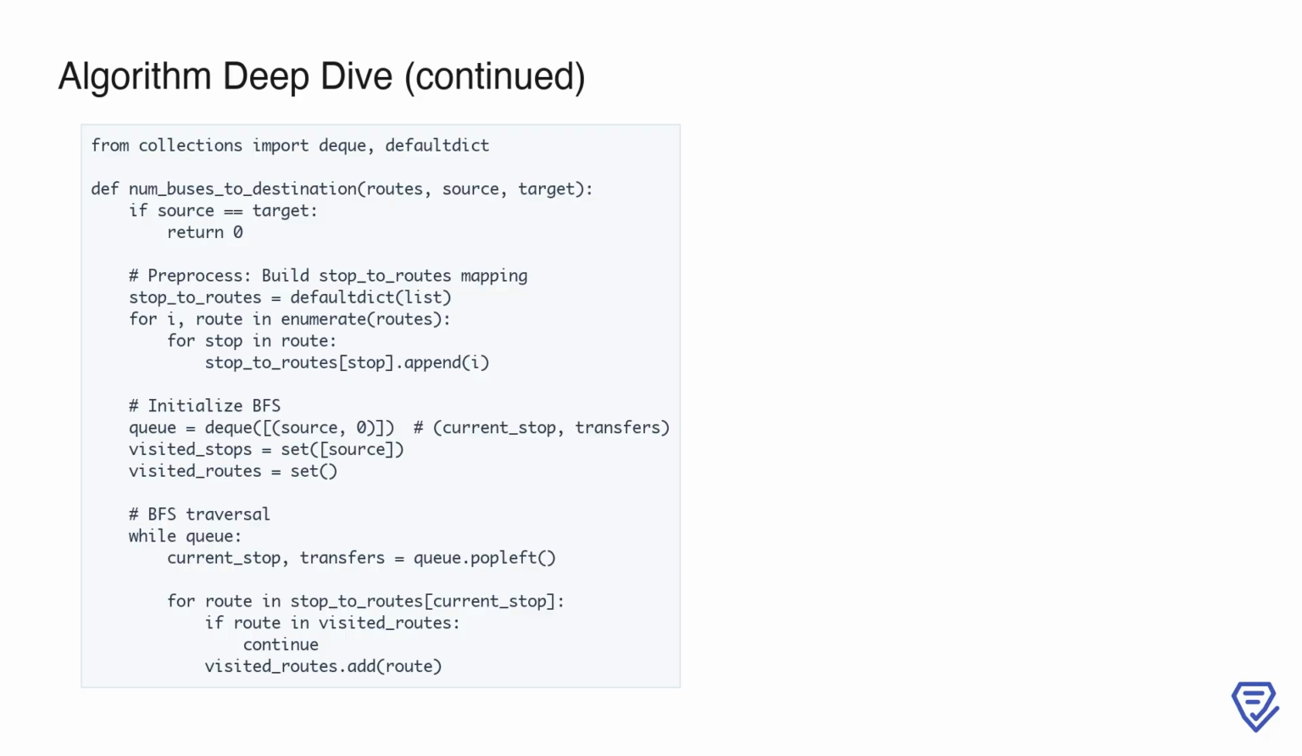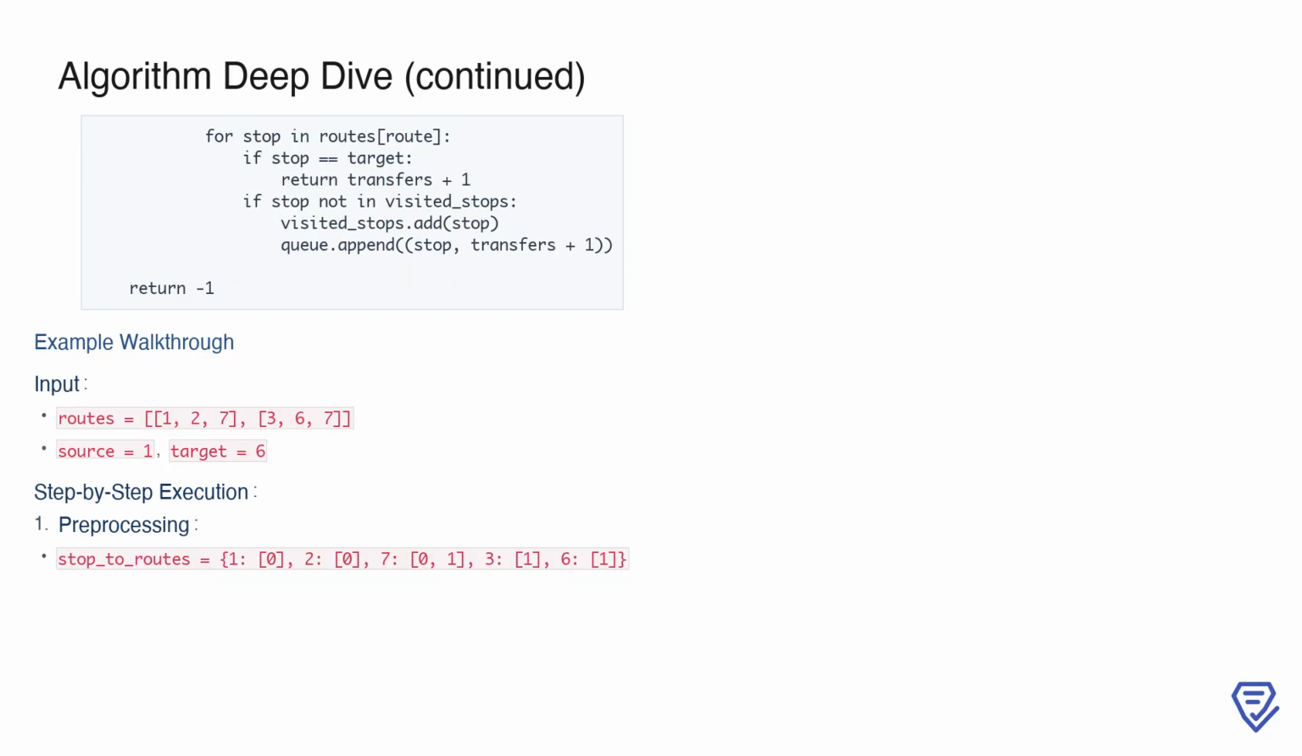Following that, we initialize BFS with a queue containing the source stop and a transfer count of 0. We also initialize the visited_stops set with the source stop and an empty visited_routes set. Then, we begin the BFS traversal. While there are elements in the queue, we dequeue the front element to get the current stop and the number of transfers made so far. For each route passing through the current stop, we check if the route has already been visited. If it hasn't, we mark it as visited and proceed to evaluate all the stops on that route.